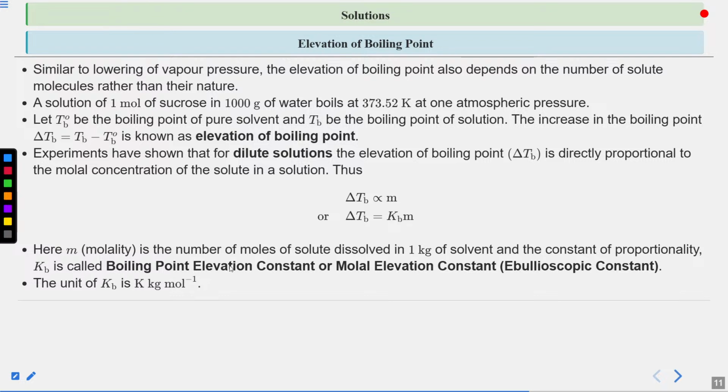And what will its unit be? So just try and derive this unit. It will be the derived unit delta TB upon m. So delta TB has a unit of temperature, which is Kelvin, divided by mole per kg. This can be written as Kelvin kg per mole. Now remember that this Kb is only dependent upon the solvent. So if you change the solvent, you will change the Kb. If you change the solute, you don't change the Kb. Remember this.